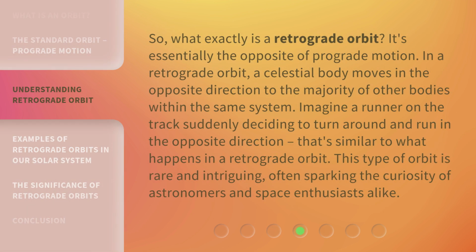So, what exactly is a retrograde orbit? It's essentially the opposite of prograde motion. In a retrograde orbit, a celestial body moves in the opposite direction to the majority of other bodies within the same system. Imagine a runner on the track suddenly deciding to turn around and run in the opposite direction. That's similar to what happens in a retrograde orbit. This type of orbit is rare and intriguing, often sparking the curiosity of astronomers and space enthusiasts alike.